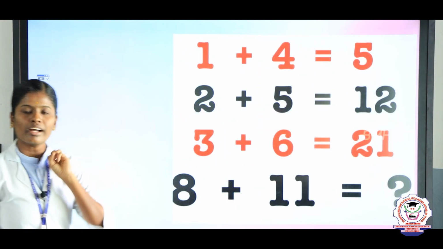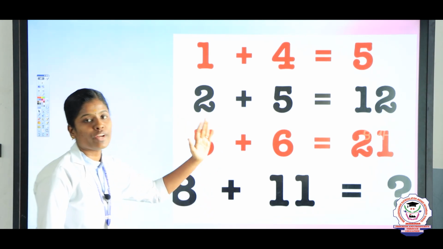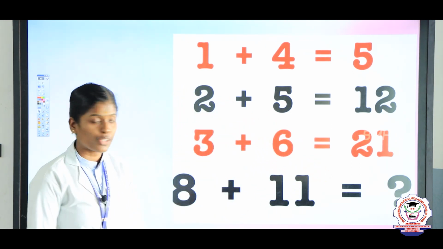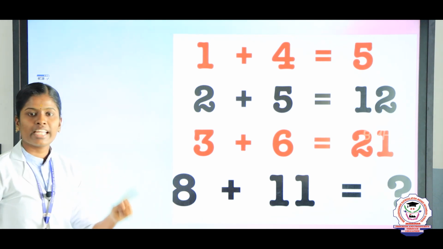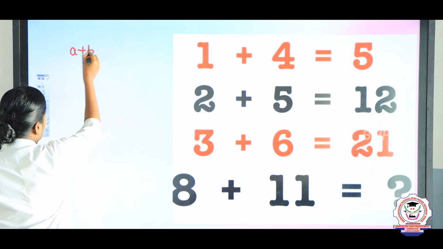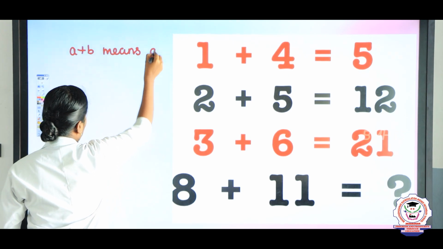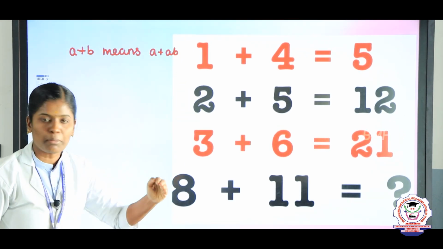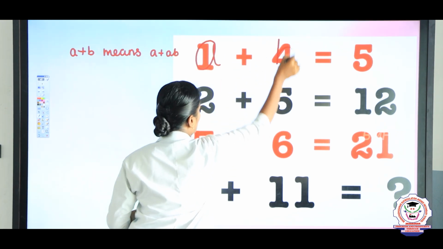Next, we are going to see an interesting puzzle. Okay. So, listen children, take this: 1 plus 4 equal to 5. This is the puzzle. Listen here, 1 plus 4 equal to 5. So, consider the formula: A plus B means A plus AB. A plus B means A plus AB.